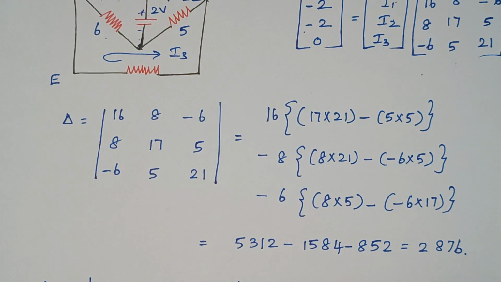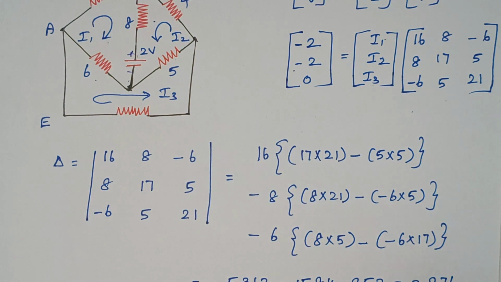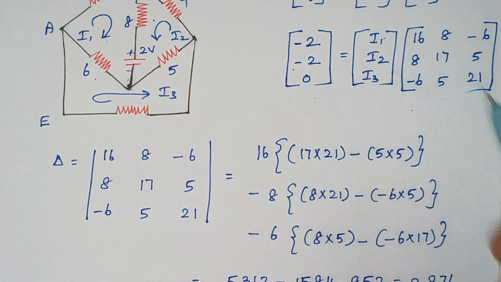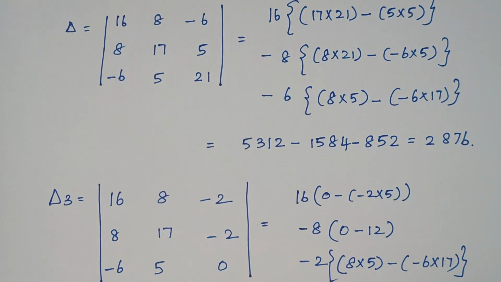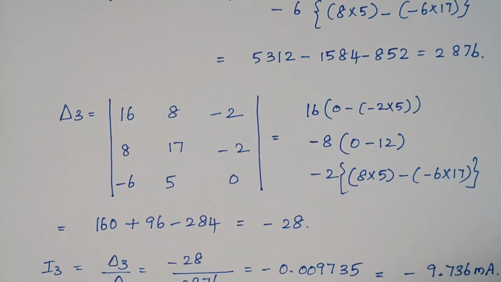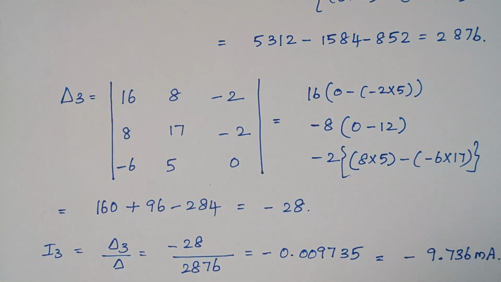And the next thing is del 3. So to find del 3, you have to replace this third column with this element. So when you replace this, the value of del 3 is minus 28. So I3, when you calculate, it is del 3 by del, therefore it is minus 9.736 milliamps, right?